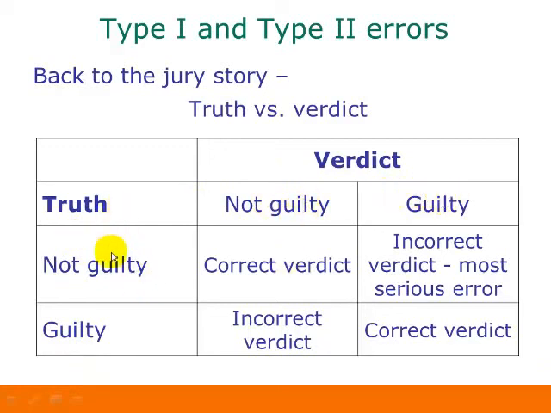So if the truth is that the defendant is not guilty and we come up with a verdict of not guilty, then we have the correct verdict. If the truth is that they're not guilty and we come up with a guilty verdict, then we have an incorrect verdict, and this is the most serious type of error. This would mean that we're convicting someone who's actually innocent. So this is the one that we want to avoid most of all.